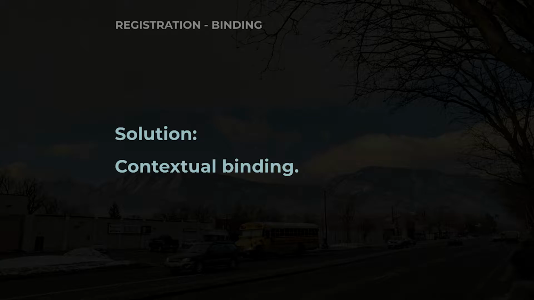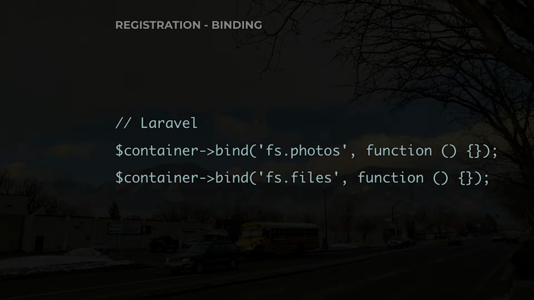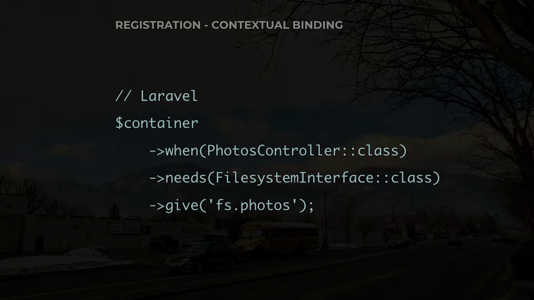So in this case, we're going to use contextual binding. We can, in Laravel, do this. We can write a sentence: container when photos controller needs a file system interface, give it file system.photos. This reads like a sentence. And then we can use container bind file system photos, resolve it. Container bind file system files, resolve it. This way we can add 2 different entries to the container and say, well, when the photos controller needs this file system interface, use file system.photos. And when the files controller needs a file system interface, use file system.files.